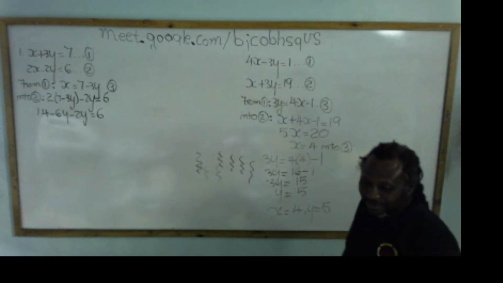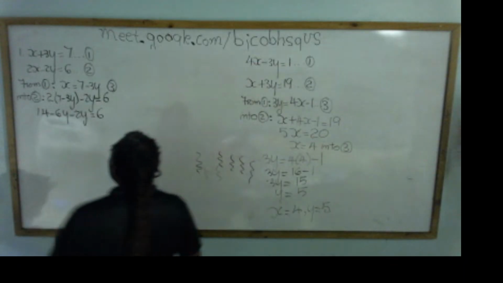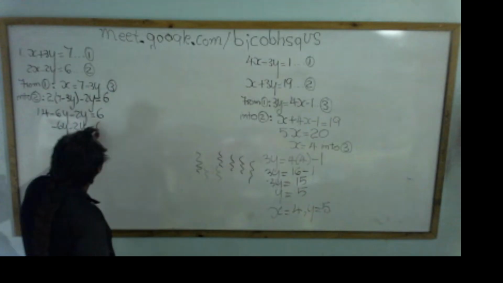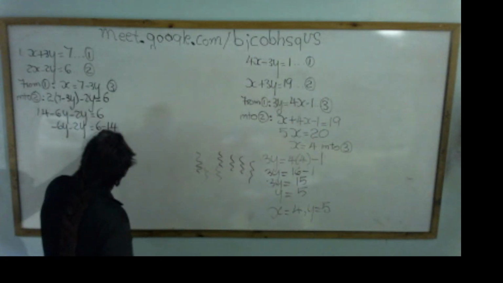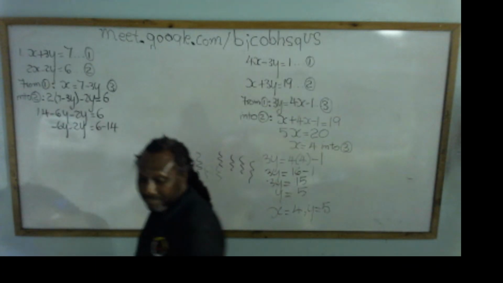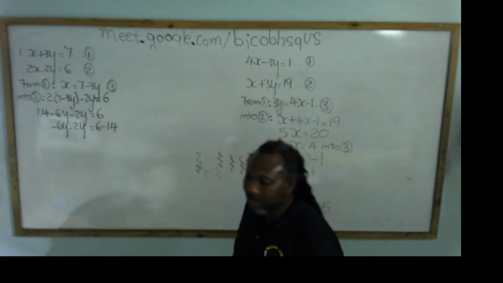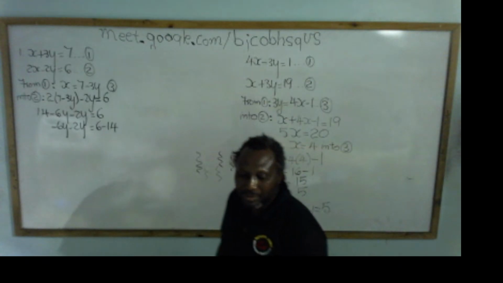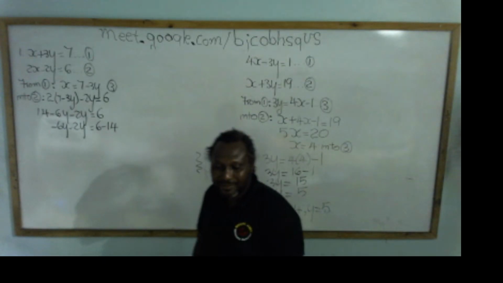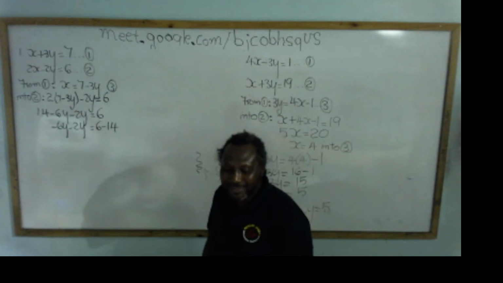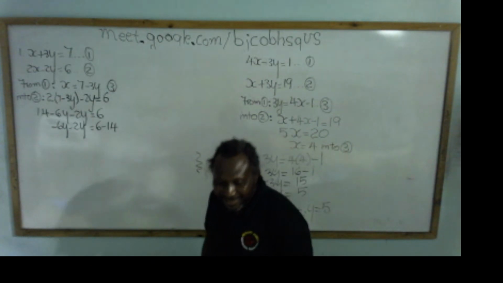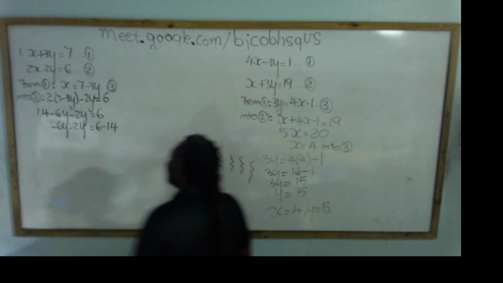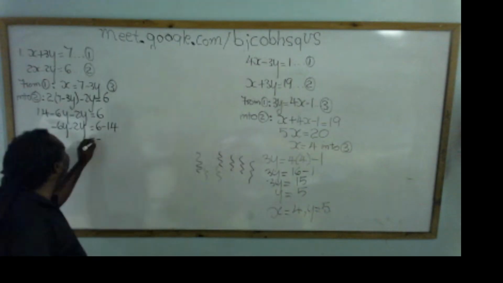Some of the students would say, all right, get them together, no problem. So we have negative 6y minus 2y is equal to 6 minus 14. I'm waiting for this one now. What is 6 minus 14? Negative 8, negative 8. Some are saying it's 8. You have to put the sign. Right, so this one is negative 8.